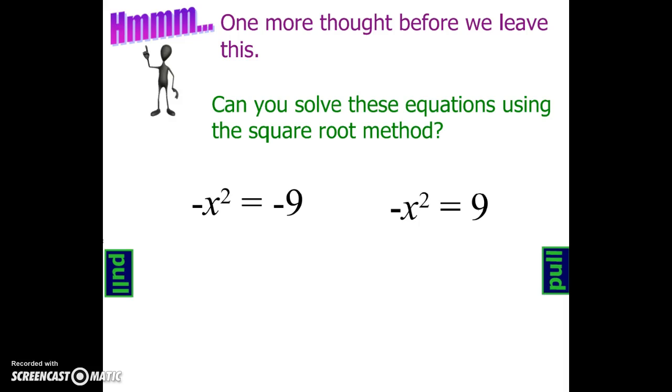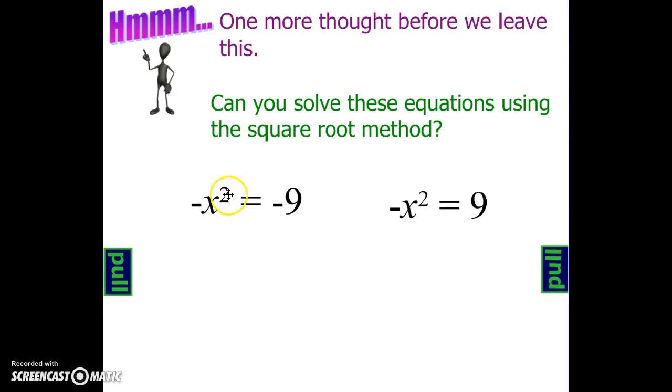So one last thing before we're done here. Can you solve these equations using the square root method? Well, this equation, I can do, the problem is you can't take the square root of a negative, because the only way to equal a negative is a positive times a negative, and square roots means they have to be the same, so I need a positive times a positive or a negative times a negative, so I can't take the square root of a negative number.